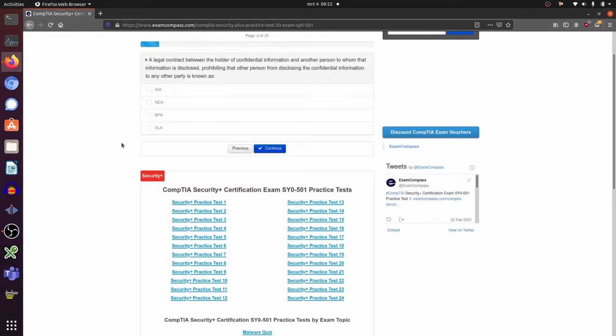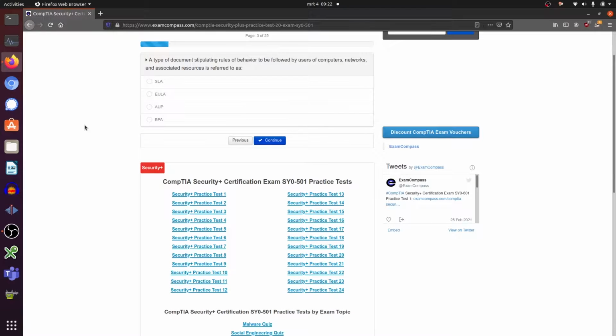Continue. A legal contract between the holder of confidential information and another person to whom that information is disclosed, prohibiting that other person from disclosing the confidential information to any other party, is known as an NDA, non-disclosure agreement.